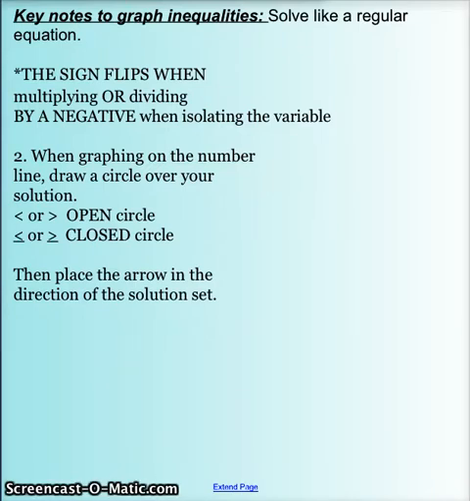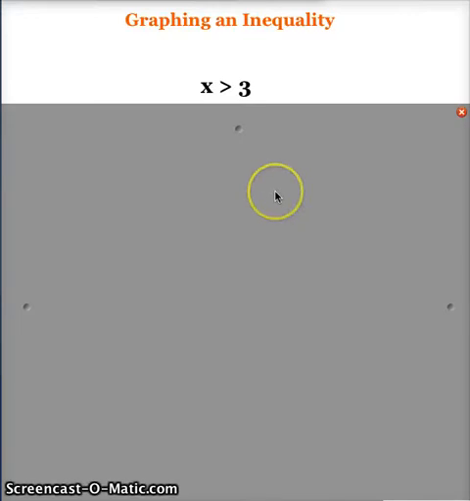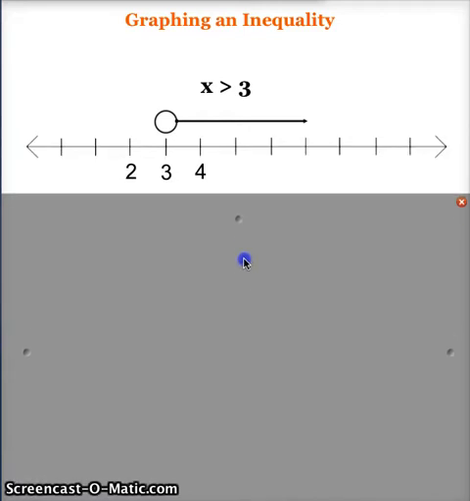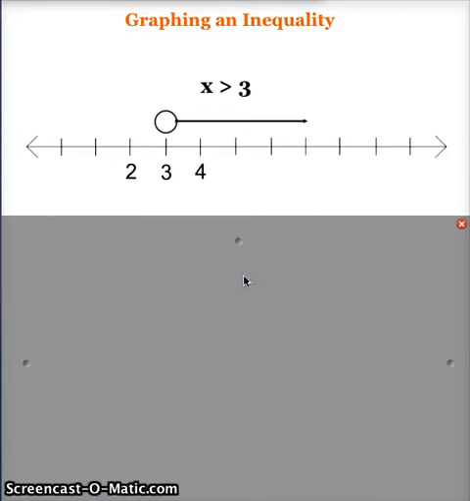Let's look at some examples. X is greater than 3. There's nothing to solve here. X is already isolated. On the number line, you can draw a circle above 3. Keep it open because it's just greater than 3, not also equal to 3. And since the number is greater than 3, all numbers to the right work, that's why you draw an arrow showing all numbers to the right would work.